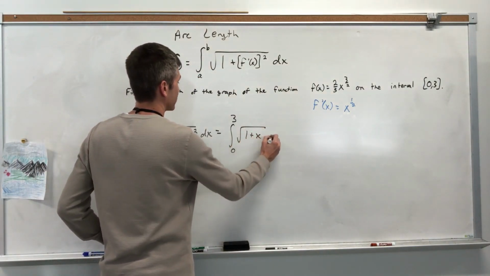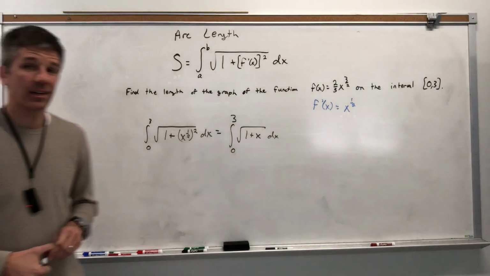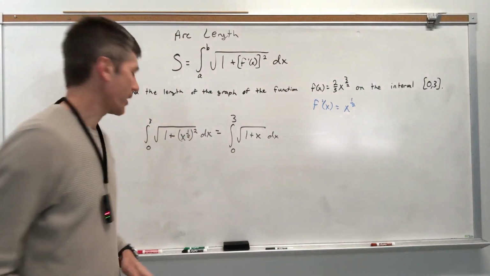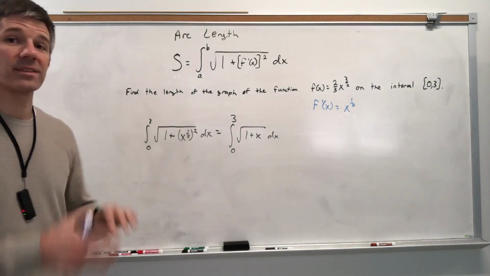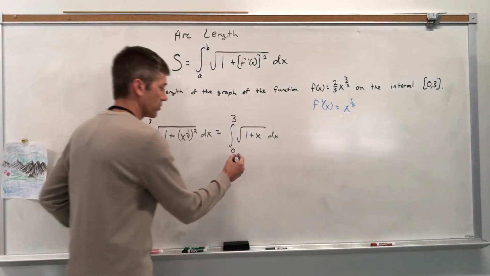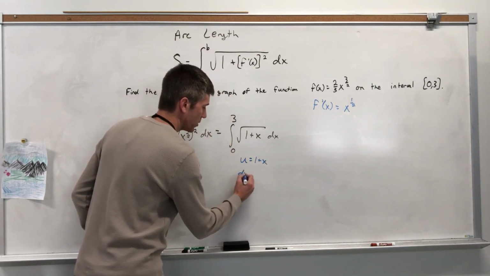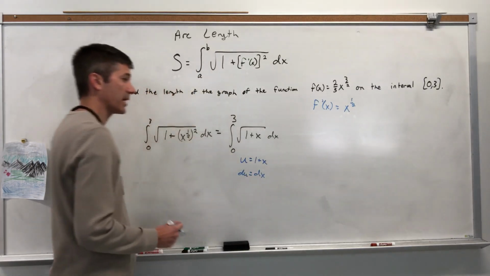1 plus x, just x, there we go. And we're going to take the antiderivative of that, and it's going to involve u substitution. Okay, don't panic. All right, here's the deal. We are going to integrate this, and there is an inner function. That inner function is 1 plus x. So let's just go ahead and say that u is 1 plus x. Du is 1 dx, and that's all I really need.